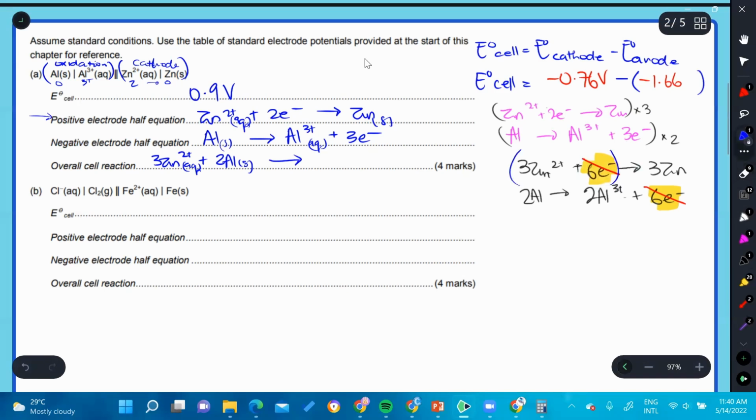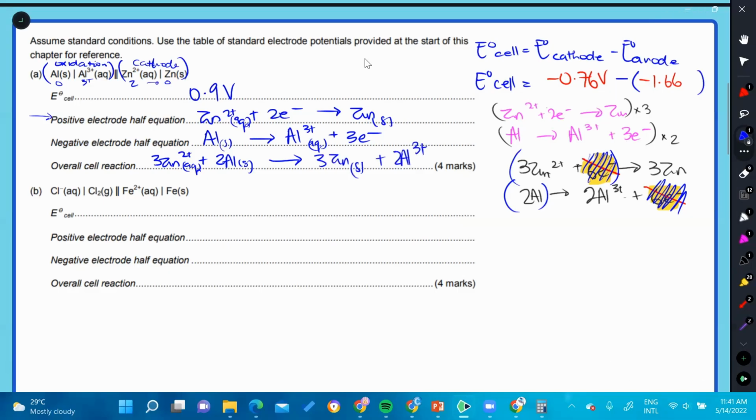So this, you won't write it in because we just took it out, and we won't write this on the other side either. And that will leave 3Zn in the solid state and 2Al3+. And that's your overall cell reaction.